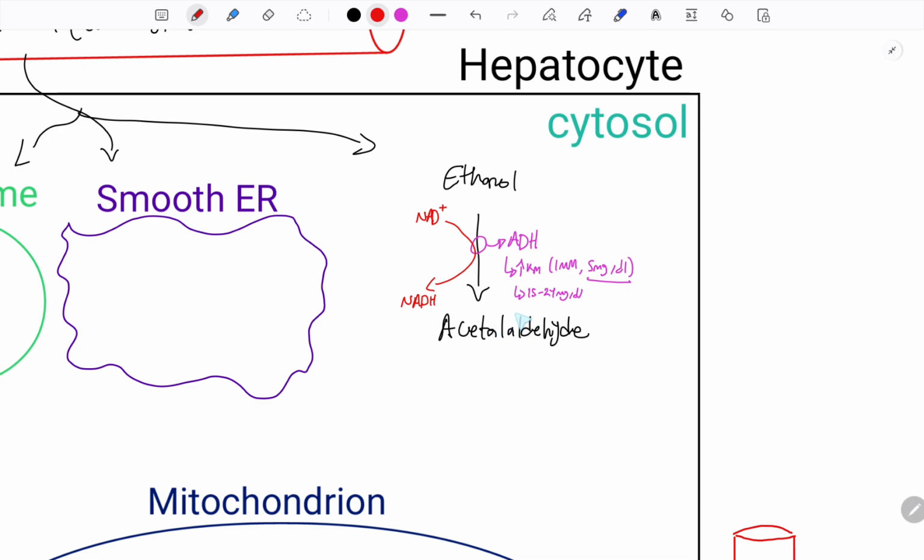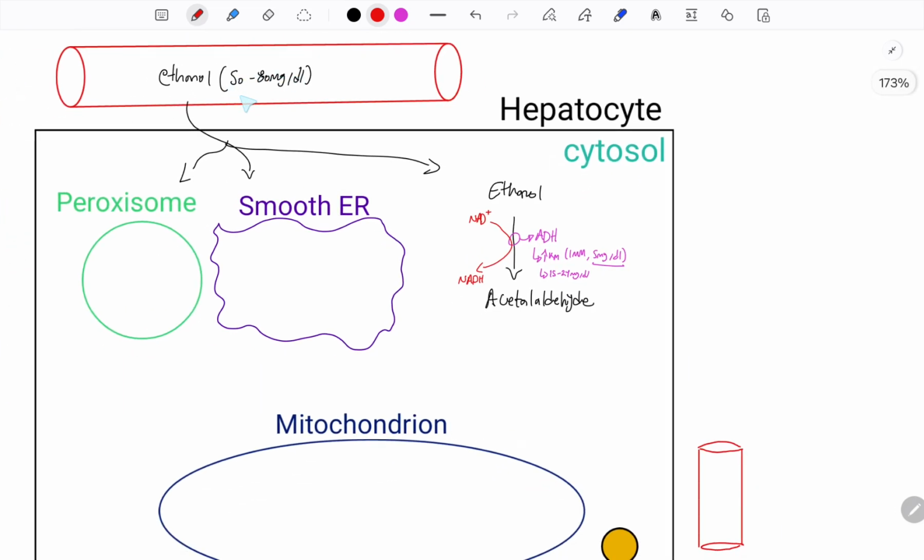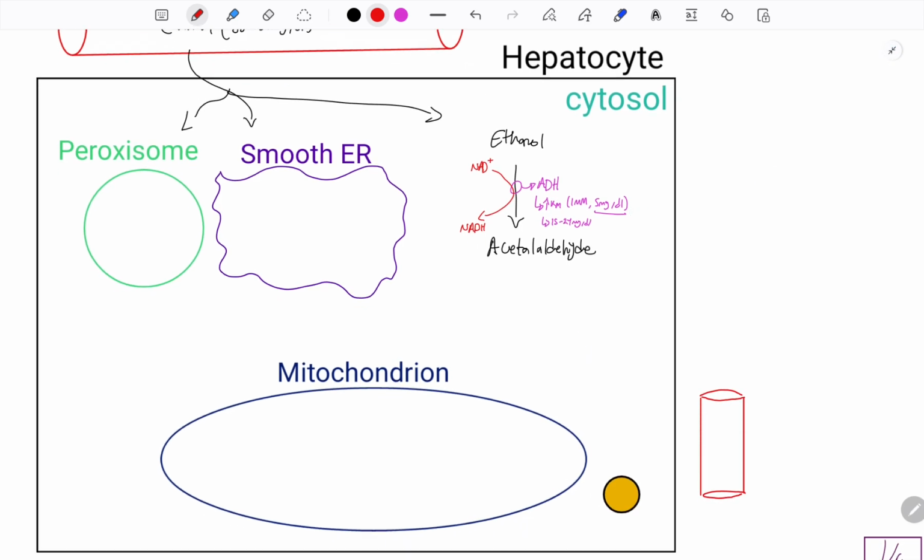And I said that this enzyme has a relatively high affinity, which means it's got higher affinity towards alcohol, but it has a low capacity, meaning that it can't handle too much ethanol coming its way. And we said it gets saturated at around 15 to 24 milligrams per deciliter. So in the intoxication levels, this enzyme is for sure saturated. Now, the other thing that we should talk about is, okay, so if this guy is saturated, what is the next pathway that we can use?